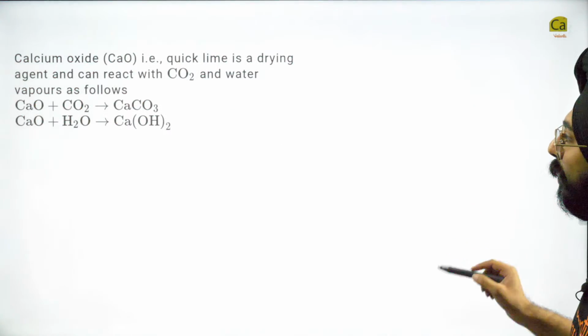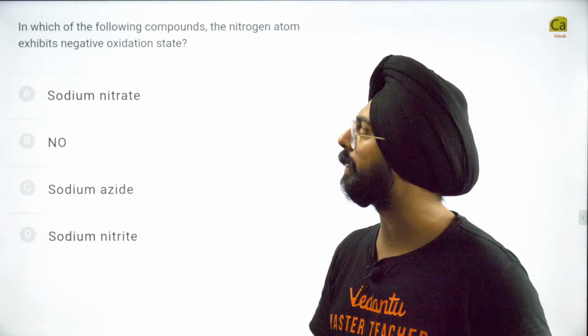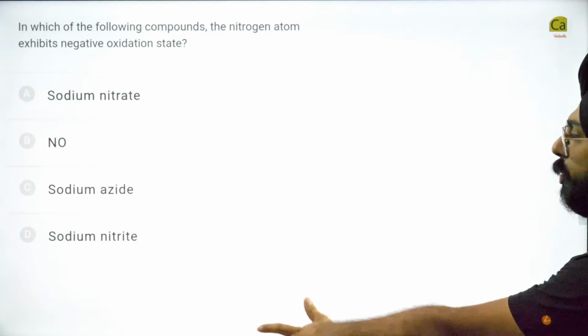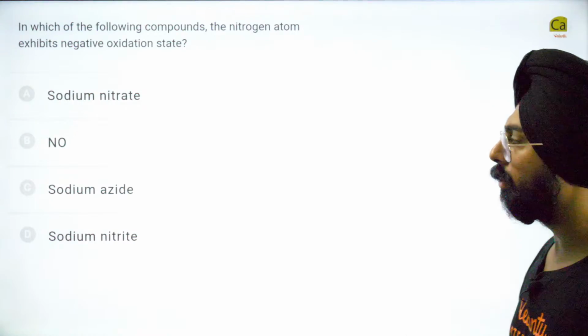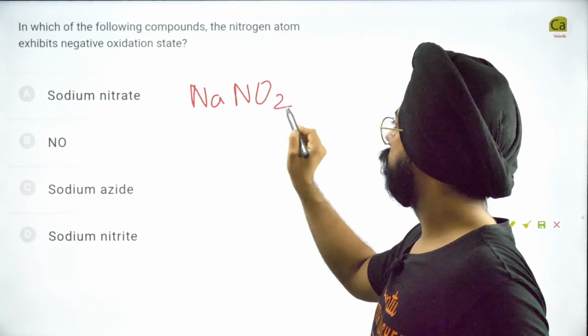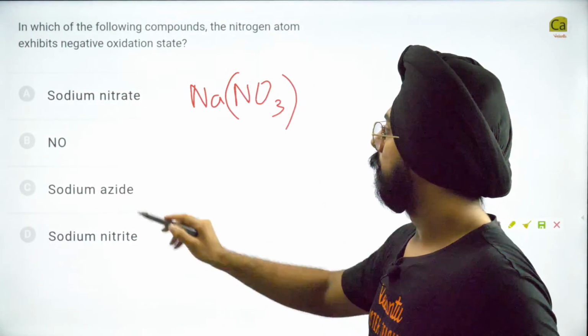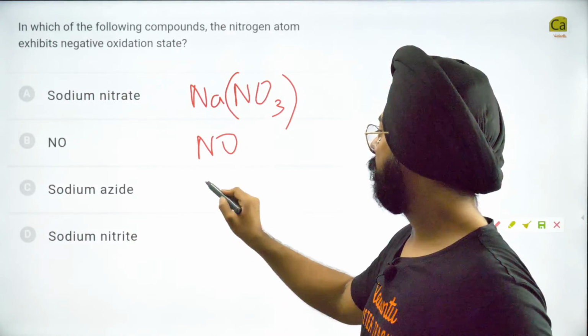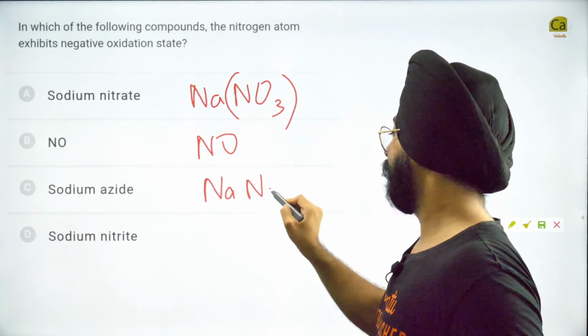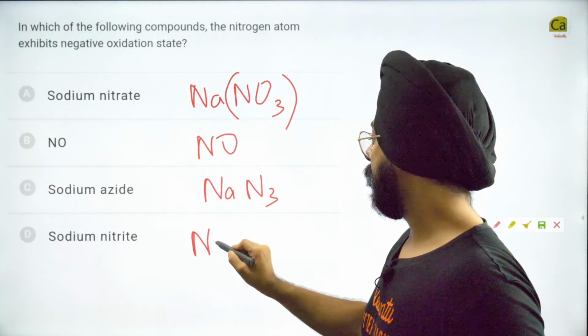Let's go to the next question. In which of the following compounds does the nitrogen atom exhibit a negative oxidation state? Just write the compounds and you'll have the answer. Sodium nitrate, NaNO3. Sodium azide, NaN3. It's very hard to form this compound. Sodium nitrite, NaNO2.